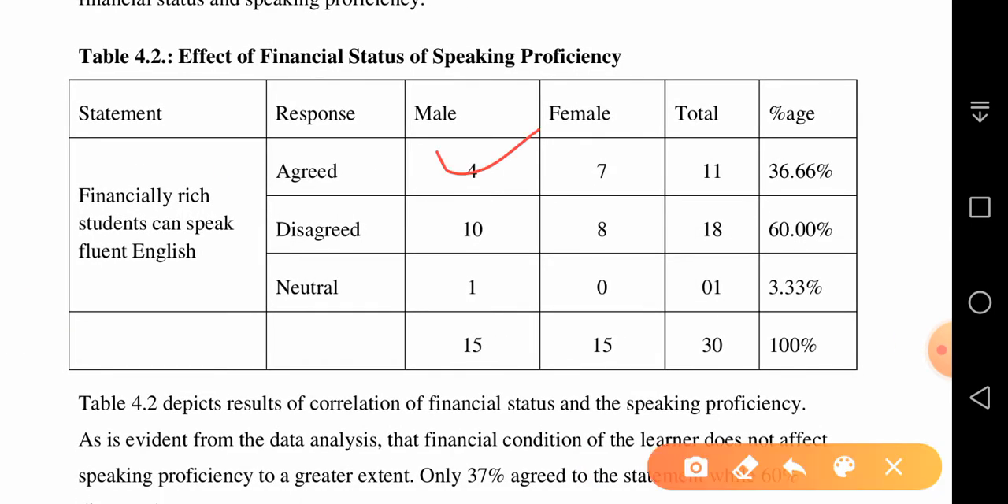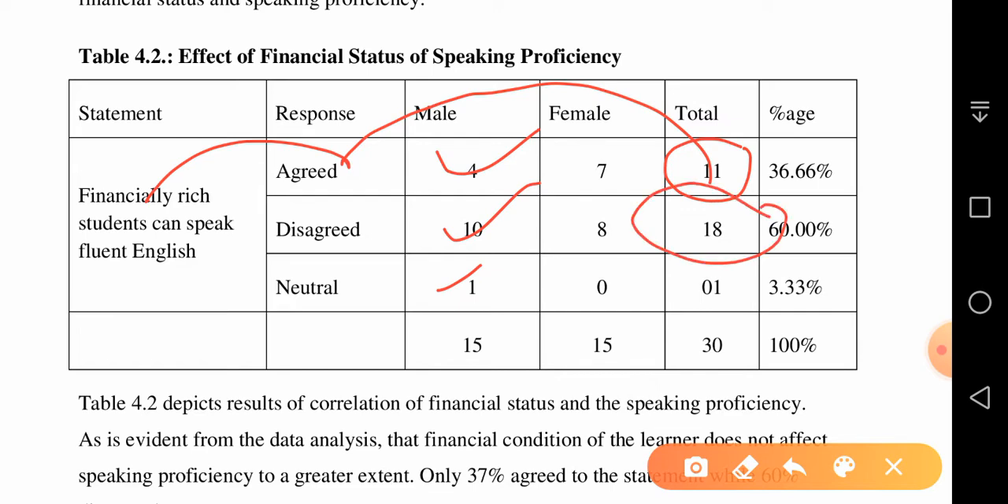4 male students agreed, 10 disagreed, 1 stayed neutral. So in total there were 11 students who agreed to this statement. They said yes, finances play a role, but the majority disagreed. They said that no, poor and rich students both can speak fluent English. There are other factors which cause poor performance in speaking skill.